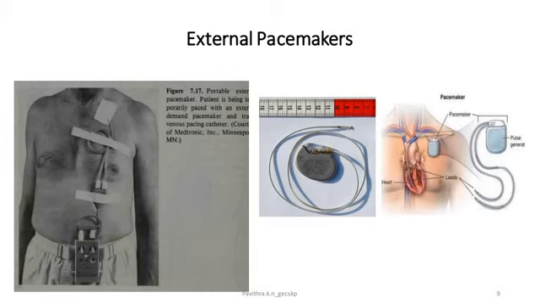Here you can see a figure of external pacemakers. This is the heart, and through the lead wires we are connecting this external pacemaker to the heart. An enlarged view of this pacemaker is shown here. This is the pacemaker, and this is the pulse generator and other components, and the pulse from this is given to the heart through lead wires. This is the modern structure.